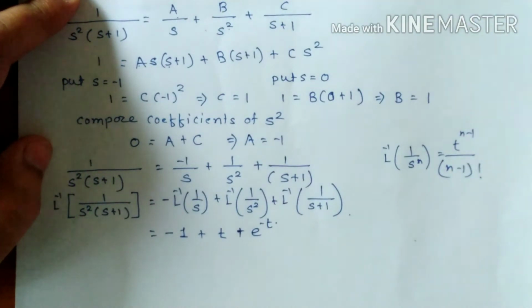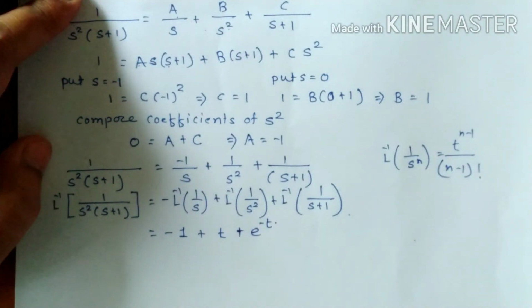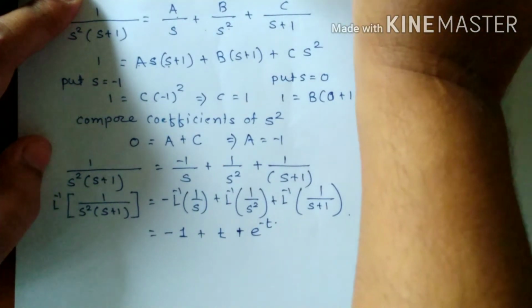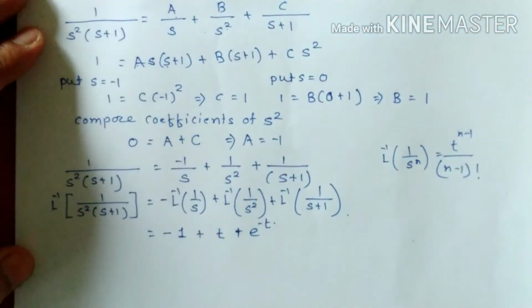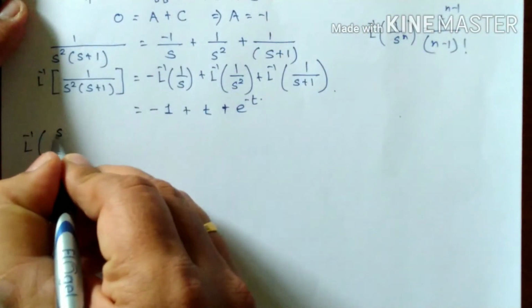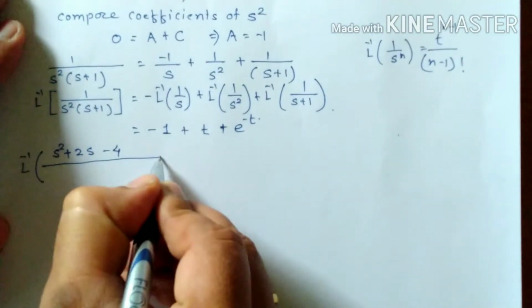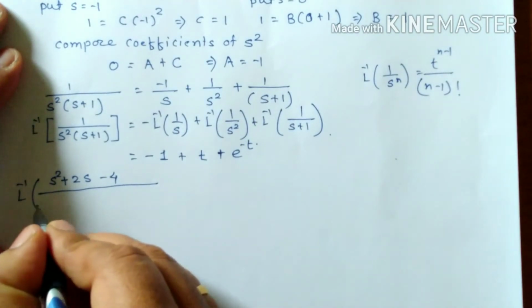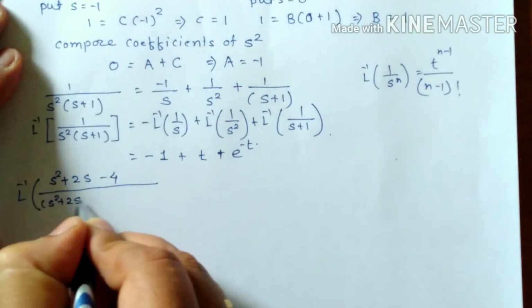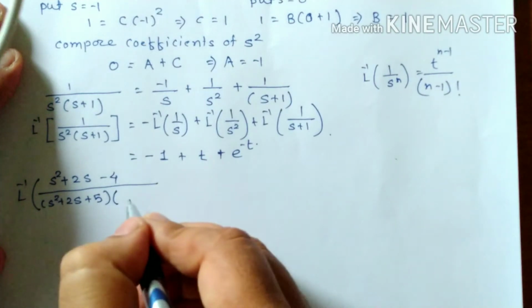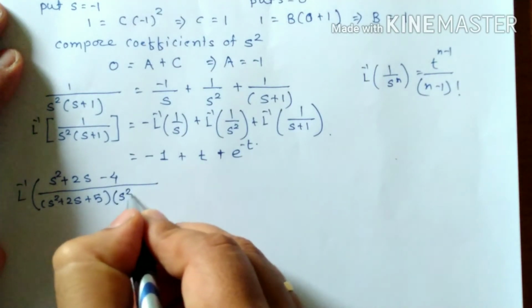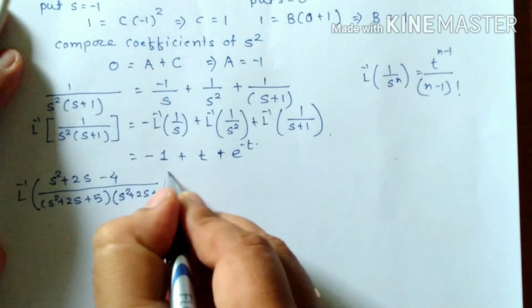Now I'll just go with a different example which was asked in the university also. Write down, find the inverse Laplace transform of (s square plus 2s minus 4) divided by (s square plus 2s plus 5) into (s square plus 2s plus 2). This one.